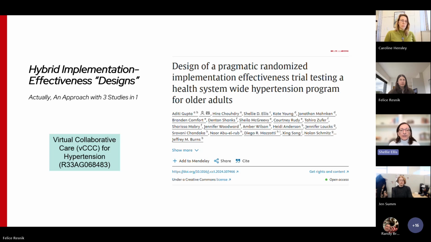So first talking about the idea of hybrid implementation effectiveness designs, and I put designs in quotes because we're really not talking about a particular study design, and people get confused about that often when they're first encountering this. Really, it's this idea of implementation effectiveness designs. It's really an approach, and the idea is to think about how to fit the work that we do as implementation scientists into the model that NIH is really familiar with, which is a 3-aim clinical trial kind of setup.